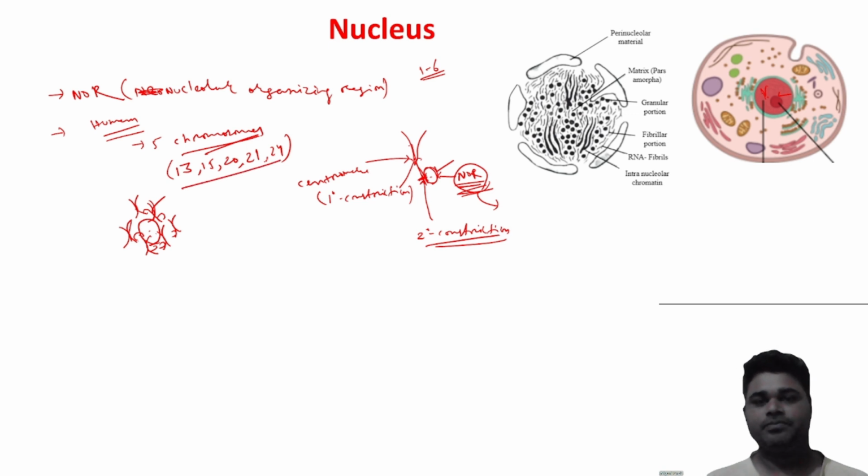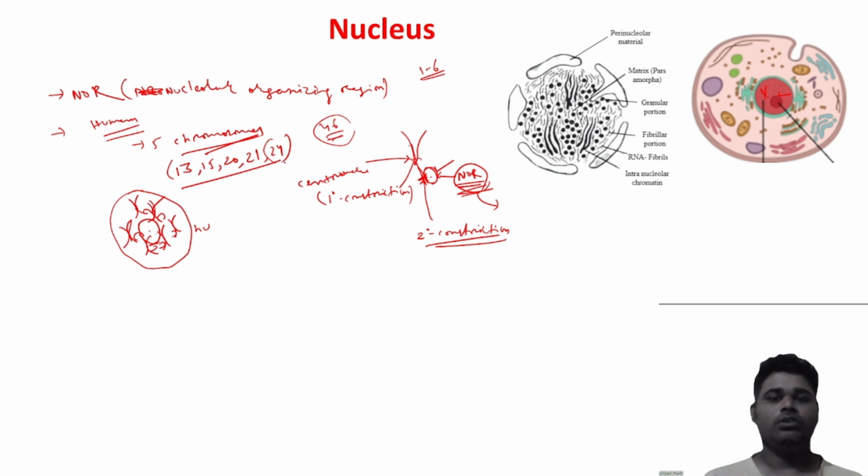That means around these 5 chromosomes, the nucleolar organizing region is formed. So 24 means out of 46. So 13, 15, 20, 21, 24, around which this nucleolar organizing region or the nucleolus is formed.